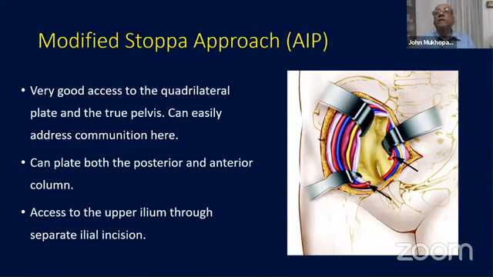Okay, now the other approach which has become increasingly popular today is the modified Stoppa, also known as the AIP approach. And this gives you very good access to the quadrilateral plate and the true pelvis. So the part below the brim of the pelvis is much better visualized through this approach. You can put a plate on both the brim and the quadrilateral plate, the anterior infrapelvic portion into the true pelvis through this approach. If you need to access the upper ilium, then you need a separate approach through the first window of the ilioinguinal approach.